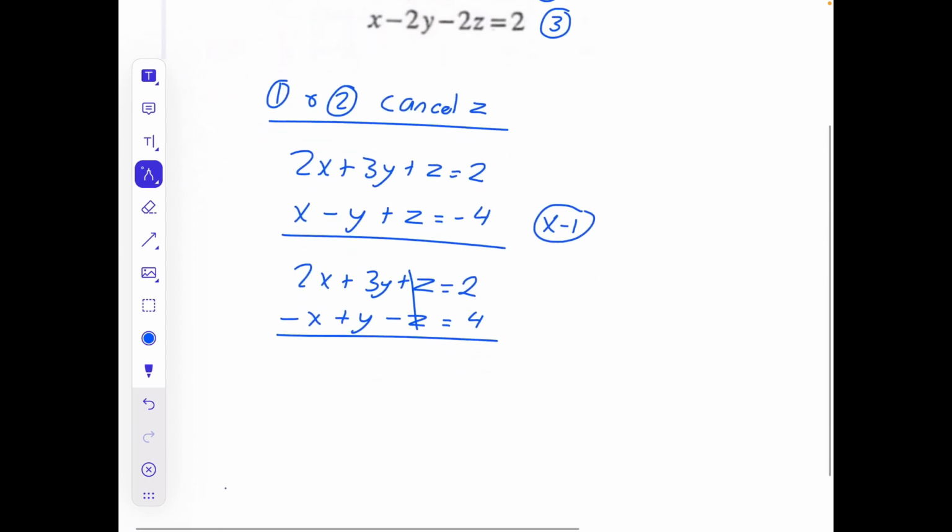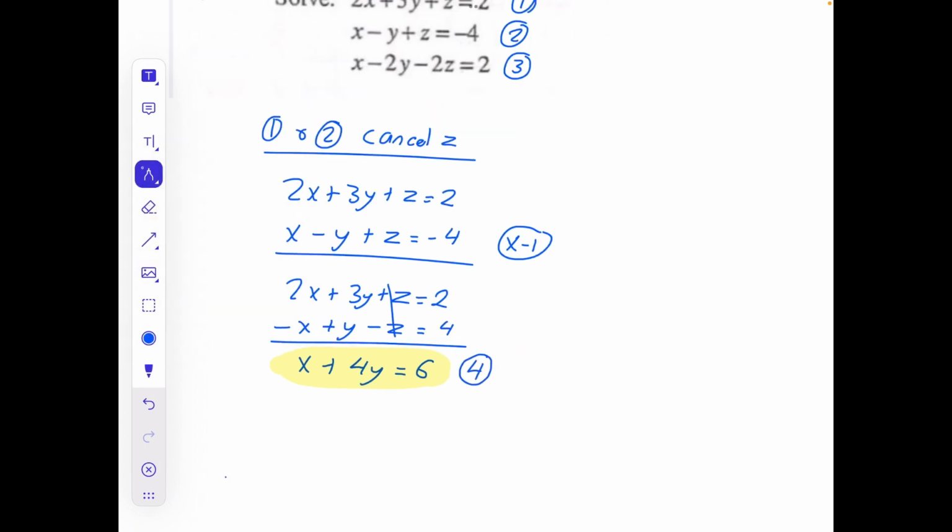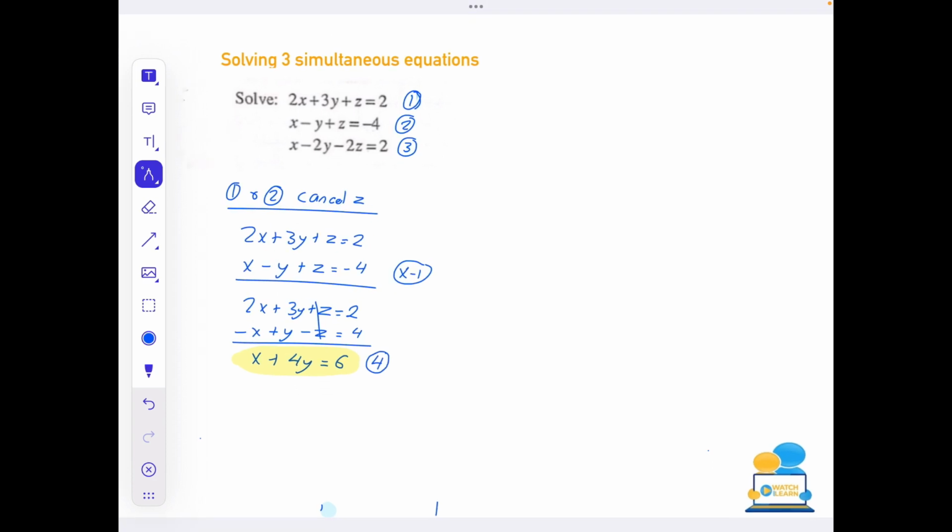They'll cancel. So now we have 2x minus x will give me x, just 1x. 3y plus y will be 4y is equal to 6. Now, I'm going to get out a highlighter and I'm going to put a big circle around that. That is going to be super important later on, and I'm actually going to label that as equation 4. That's my step 1 done.